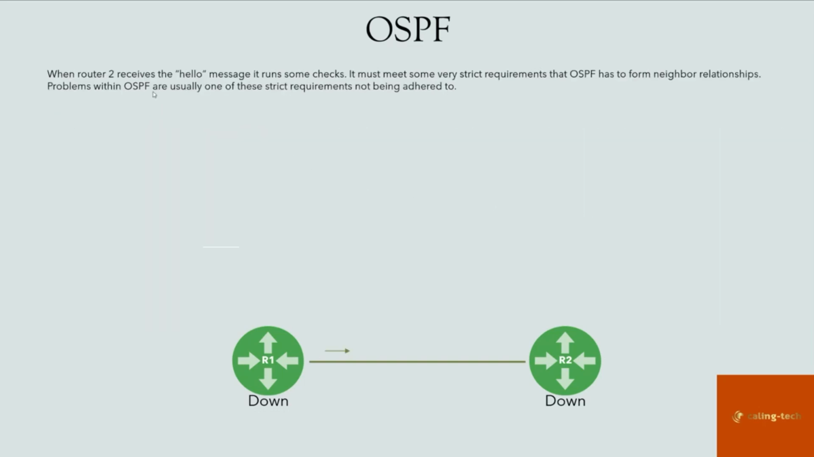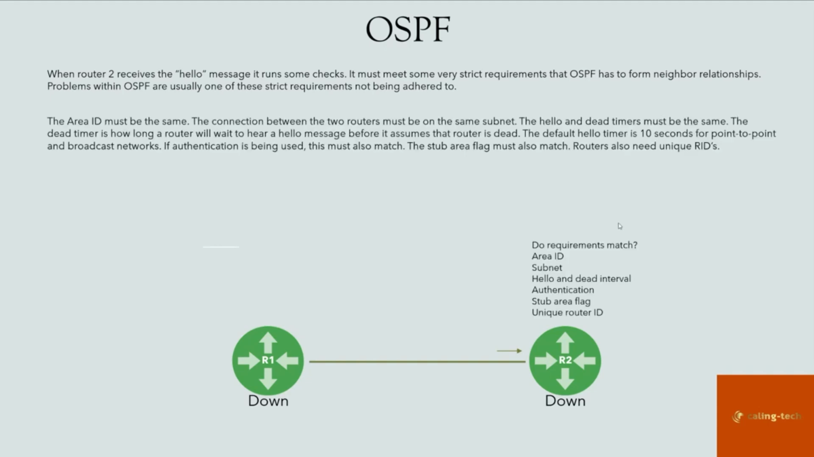When router 2 receives the hello message, it runs some checks. Now, OSPF has some very strict requirements that need to be conformed to for it to form a neighbour relationship. And these are those requirements. The area ID must be the same. The subnet must be the same. The hello and dead timers, or the interval timers, must be the same.